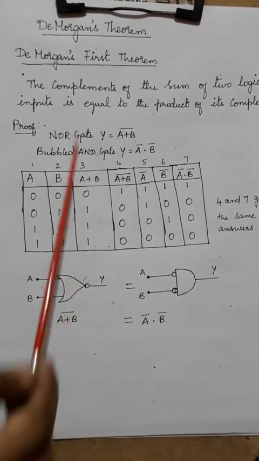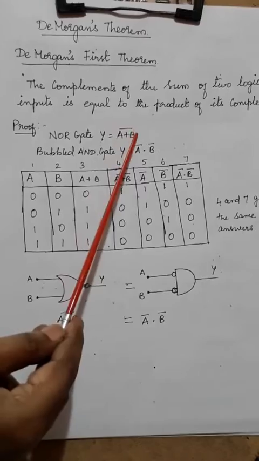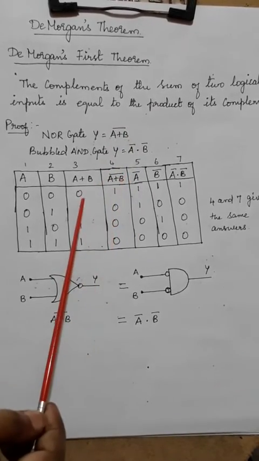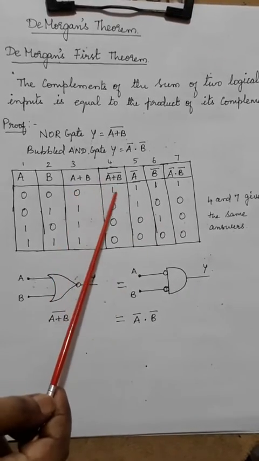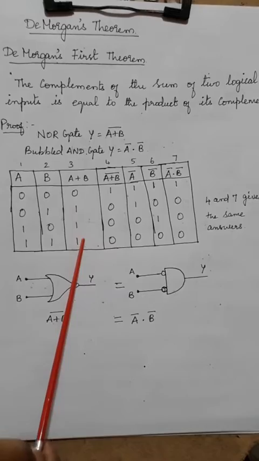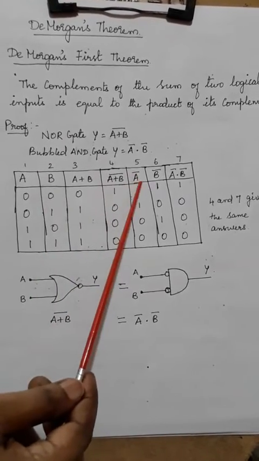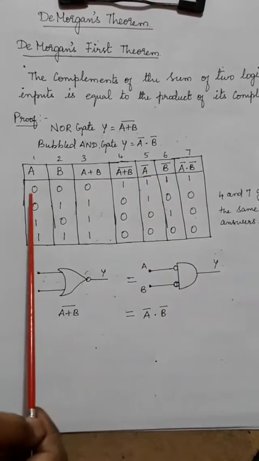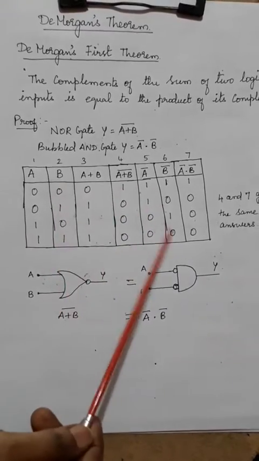But my NOR gate is A plus B the complement. So I should complement it. What's the meaning of complement? All the zeros will get converted into ones. So here the 0 has got converted into 1 and all the other ones have got converted into 0. Now I need to complement the inputs, A complement and B complement. So just complement all the zeros into ones and ones into zeros.